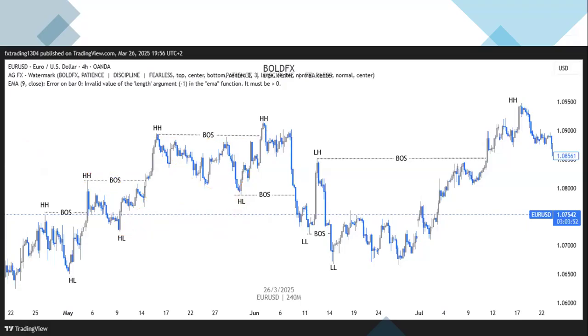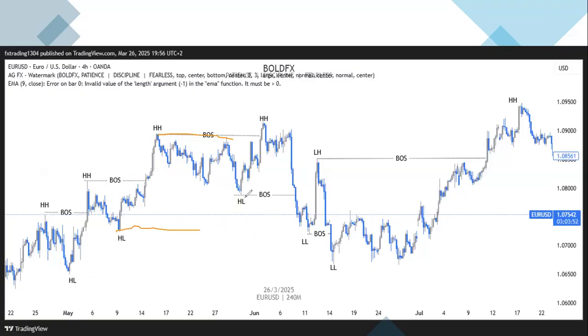So if you have kept, as I've said, a record of your strong and your weak structure, you would easily identify when the trend is changing, right? When it is changing from a bullish trend to a bearish trend.